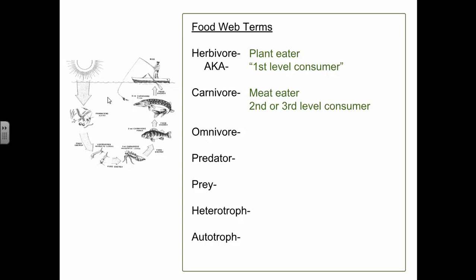So most of you are in this third category, omnivores. Raise your hand if you can tell me what an omnivore is. Michael? Yeah, these are animals that eat both plants and meat.